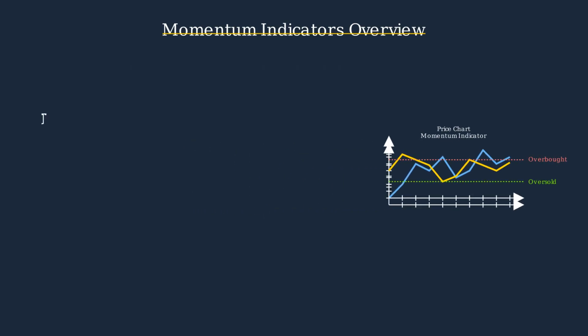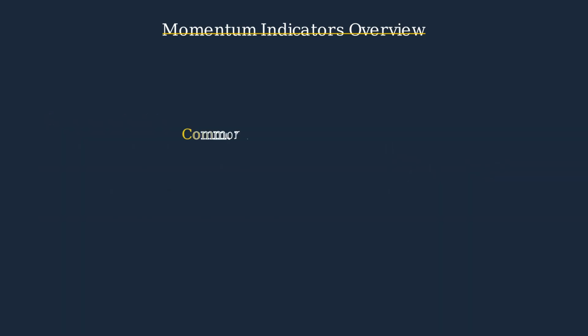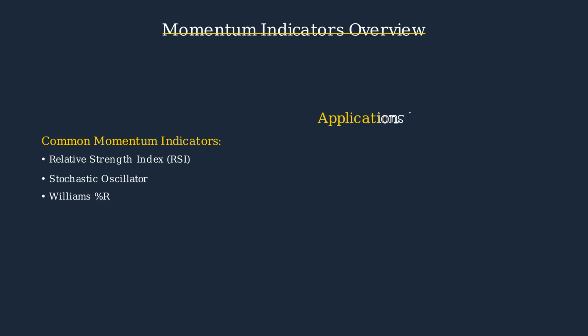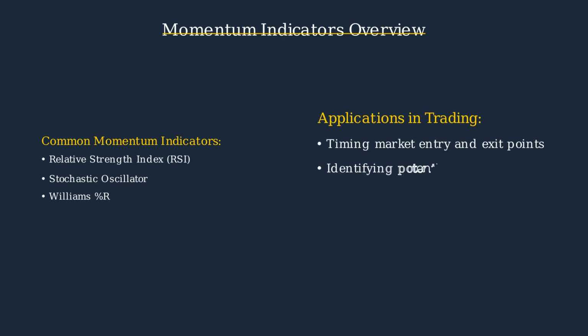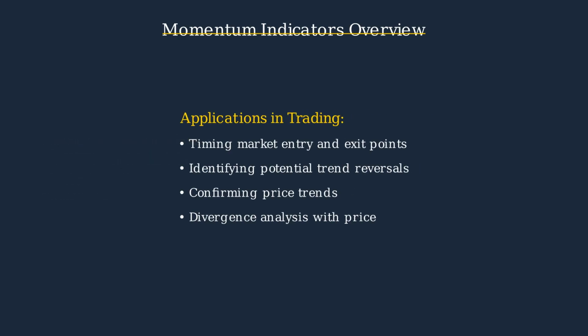Let's examine the key characteristics that make momentum indicators valuable trading tools. The most widely used momentum indicators include the Relative Strength Index, Stochastic Oscillator, and Williams Percent R. Momentum indicators provide valuable insights for trading decisions, particularly for timing market entries and exits. In summary, momentum indicators are essential tools for traders seeking to identify potential reversals and optimize their market timing.